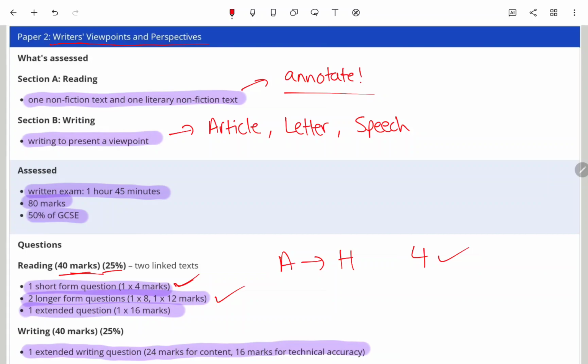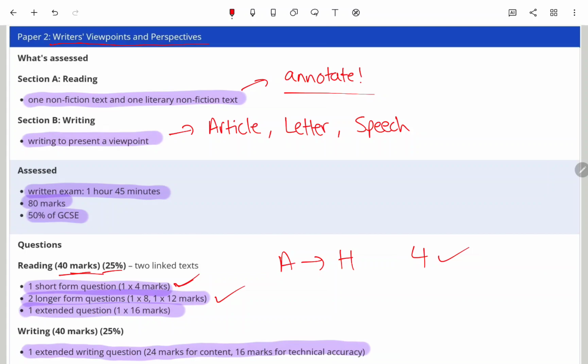So you're analyzing how language is used for effect. So how has the writer used a simile? How has the writer used personification? How has the writer used adjectives, okay, for a particular effect? And maybe how has the writer used a short, simple sentence, for example. So these are some of the areas you want to explore when analyzing language.